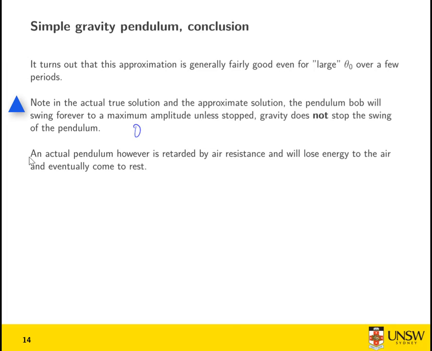So the solution we have is theta is equal to theta 0 cosine of omega t, and that describes a pendulum that would swing forever, right? What we would have is, this angle would be theta 0, that would be our initial position, and then the pendulum would go from one side to the other forever.